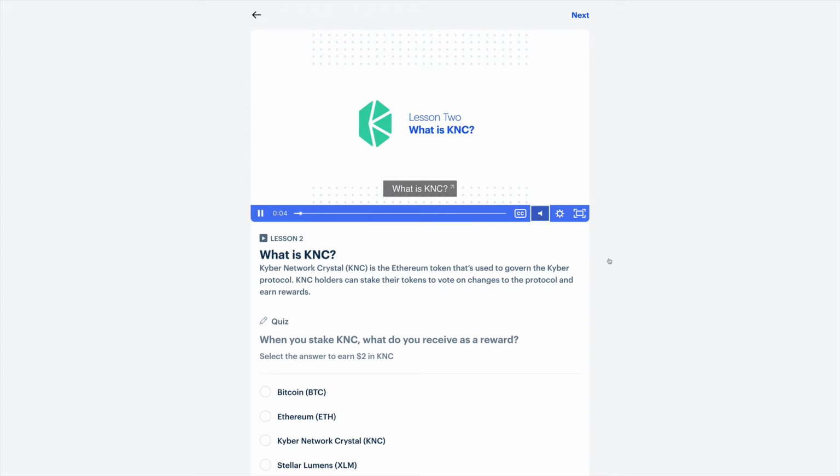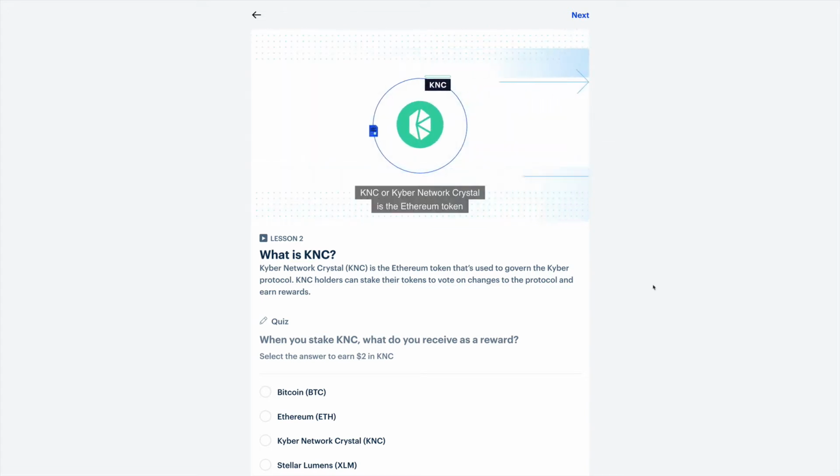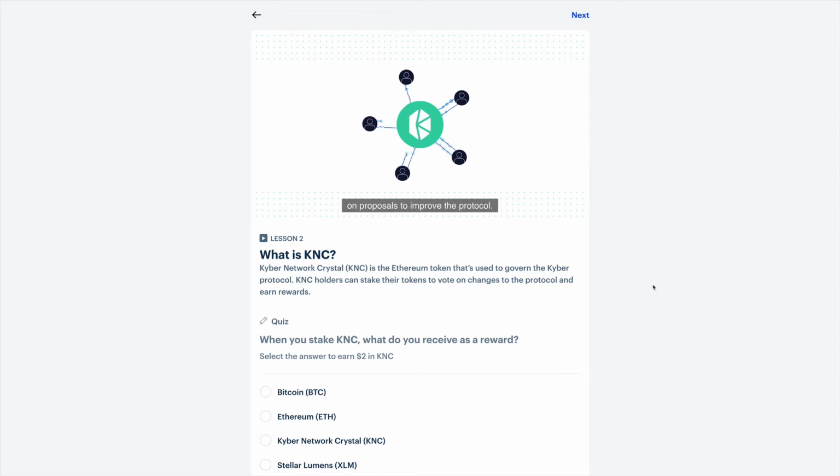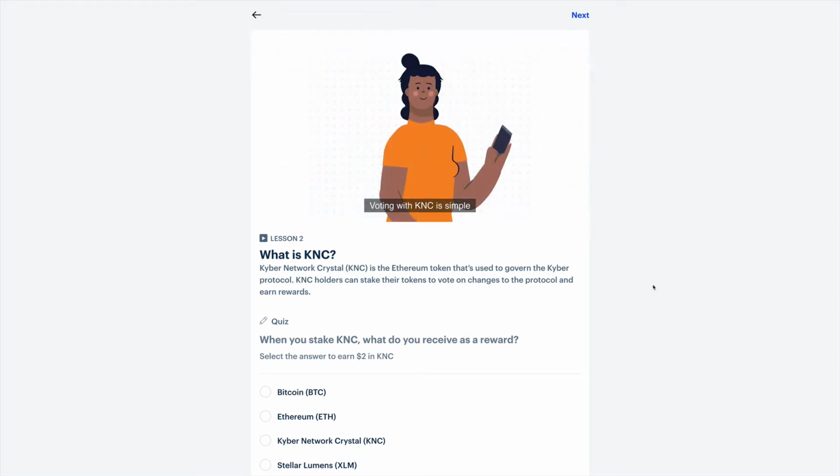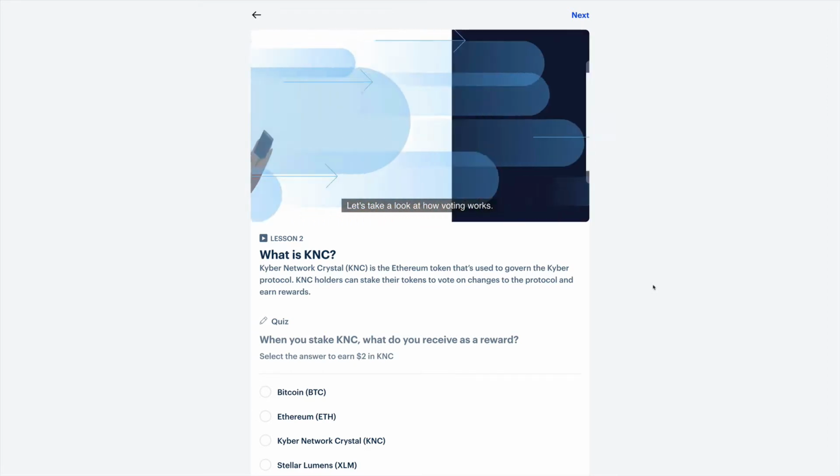What is KNC? KNC, or Kyber Network Crystal, is the Ethereum token that's used to govern the Kyber protocol. Every KNC holder has the right to vote on proposals to improve the protocol. Voting with KNC is simple and rewards everyone who participates. Let's take a look at how voting works.